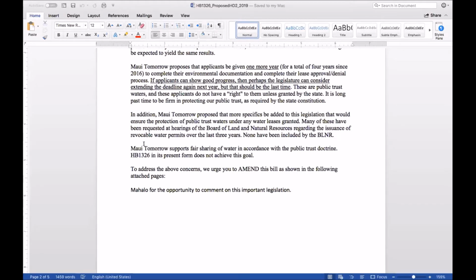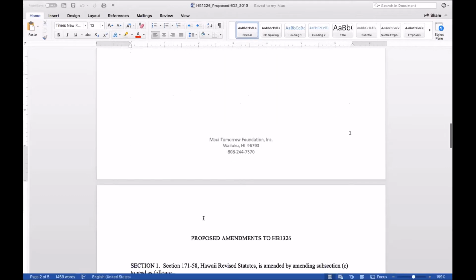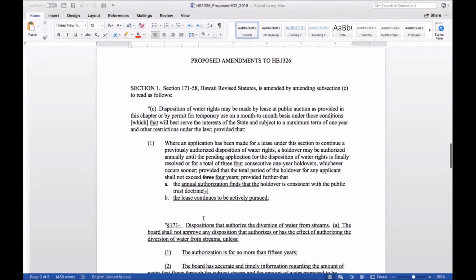And then summarizing, we support, this is a convincing statement. It's a summary of the whole testimony. We urge you to amend this bill as shown in the following attached pages. And then we have proposed amendments. So this is what I'm talking about.